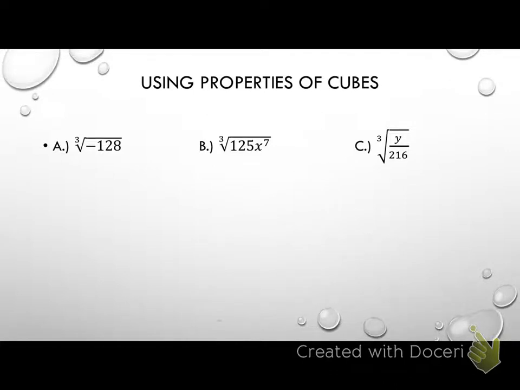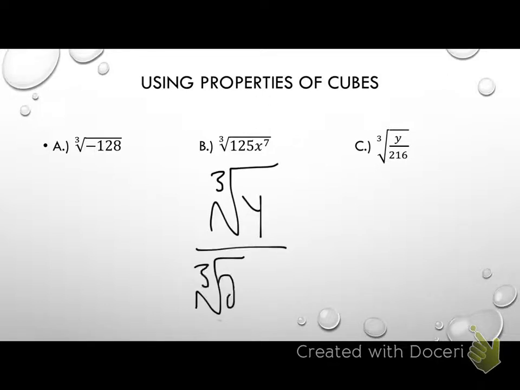Letter C. We have the cube root of y over 216. Just like the product property still applies to cube roots, the quotient property also applies. So I can give my numerator its own cube root and my denominator its own cube root. That's our quotient property.